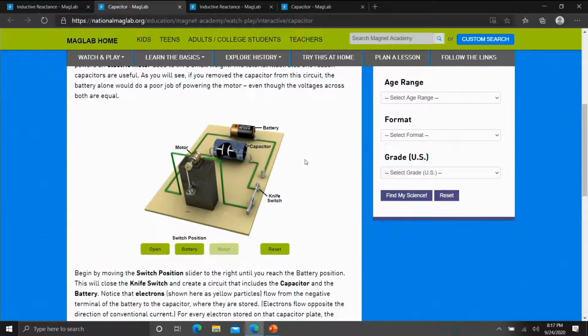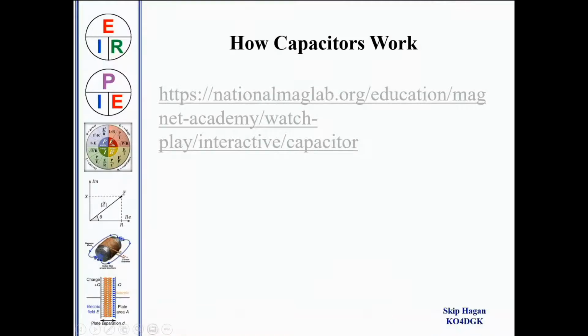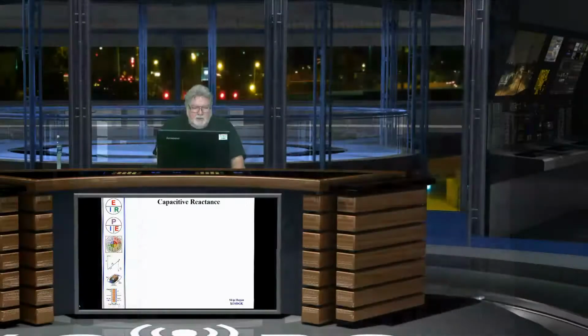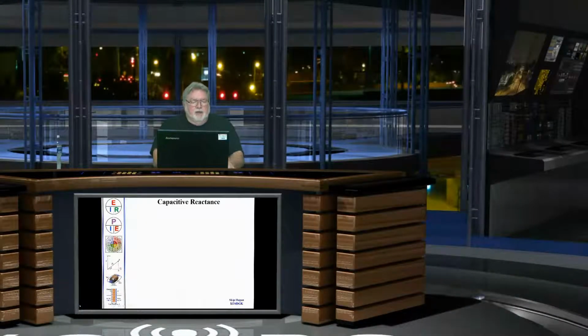So that's how a capacitor works. And you can see that that capacitor only stores electricity. It does not produce electricity. So we'll go back now to our presentation, and we'll talk about capacitive reactance.